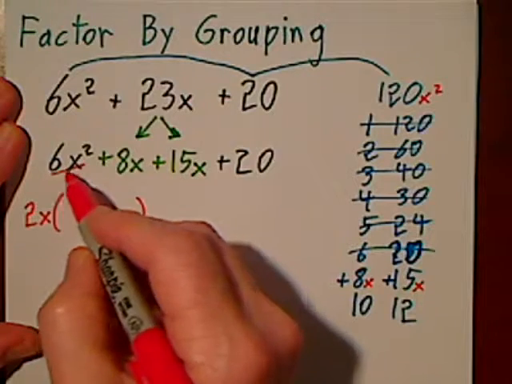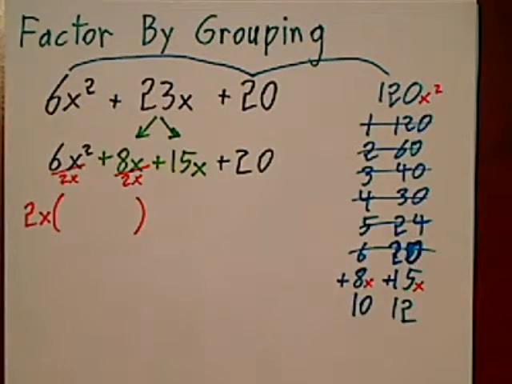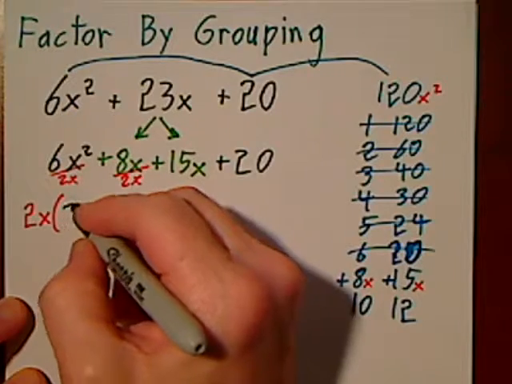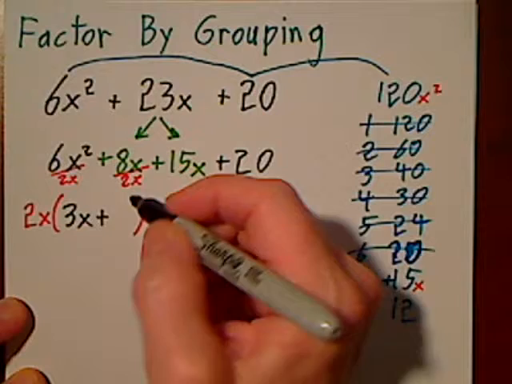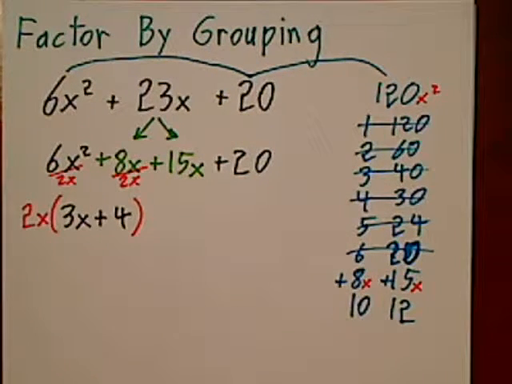Again, that means I'm dividing by 2x and dividing by 2x. Now when I do that, what's left? 6x squared divided by 2x leaves us with 3x. 8x divided by 2x leaves us with a 4. Then we turn our attention to the next two terms.